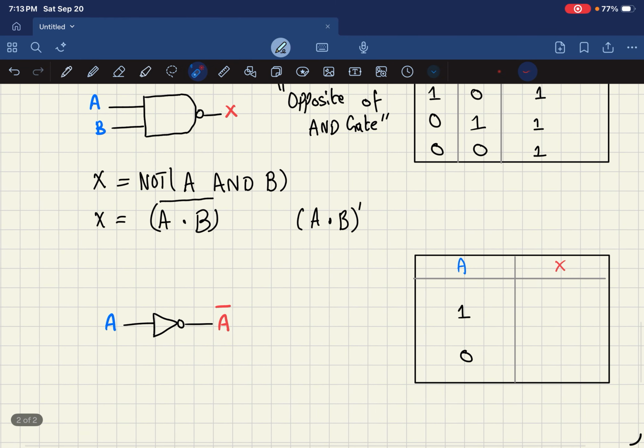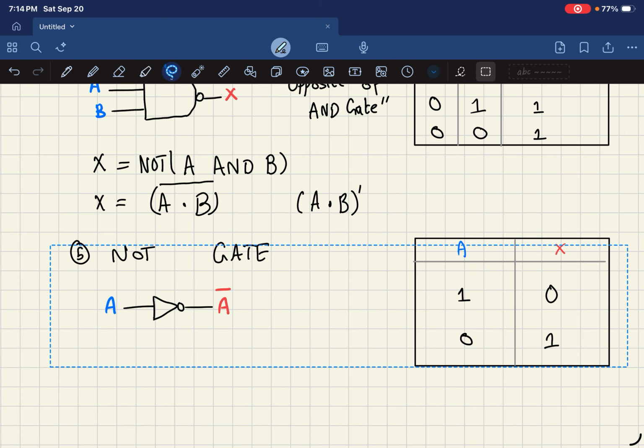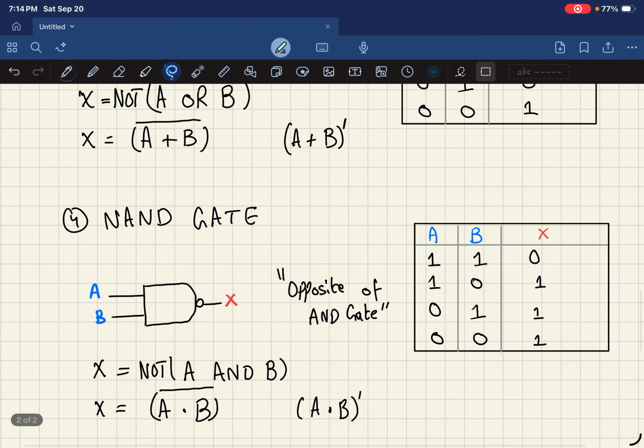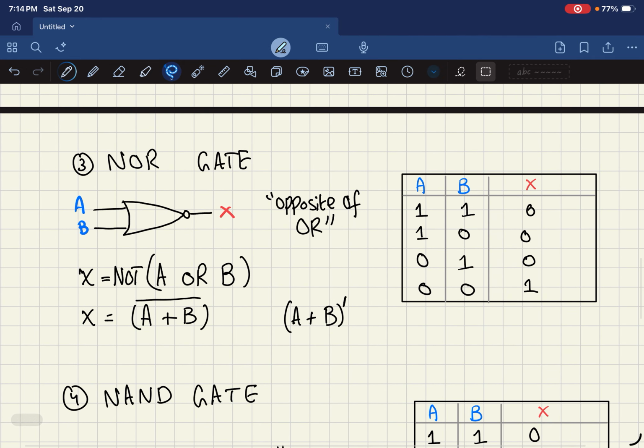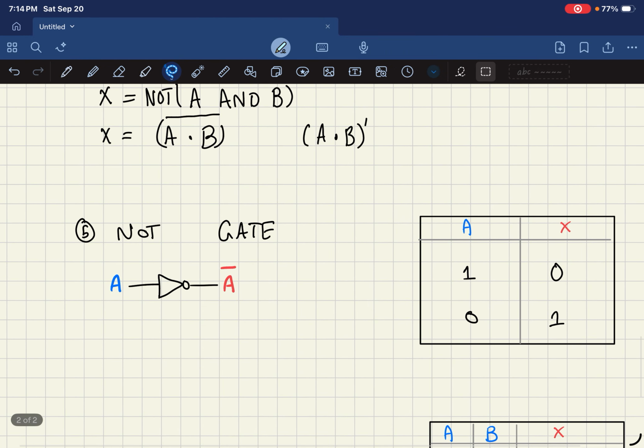Okay. The fifth type of gate we have is called the NOT gate, and you have already been introduced to it. The NOT gate, the way it works is basically it takes one input only, and it flips it around. That's it. So if you have a 1, it gives out a 0. If you have a 0, it gives out a 1. This also means that the NAND gate and the NOR gate were actually the OR gate attached with the NOT gate, and the NAND gate was an AND gate attached with the NOT gate. Okay, so this is how the NOT gate works.